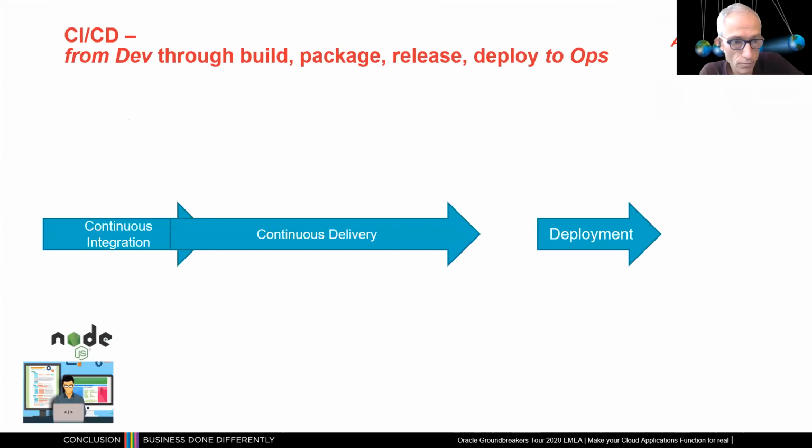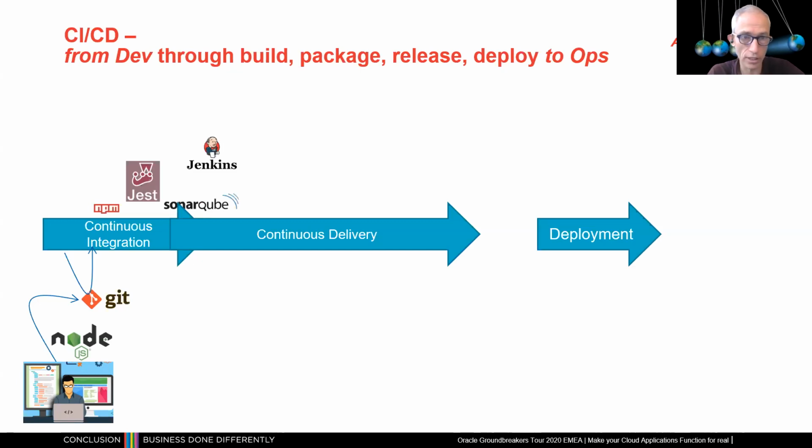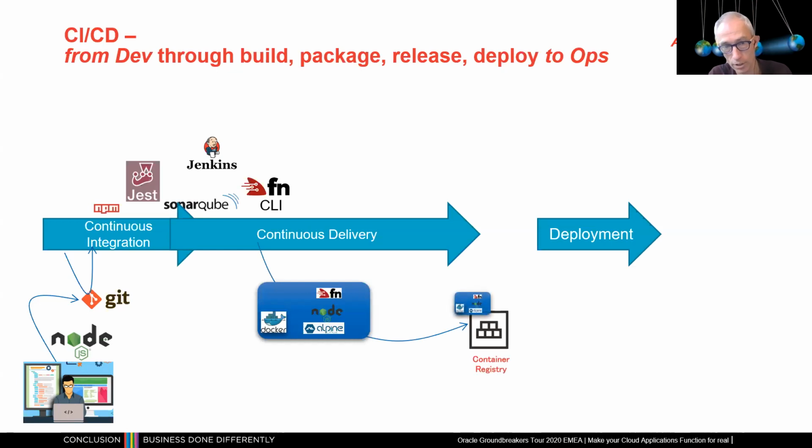CI/CD for functions. You develop your function as you develop any kind of code. You commit it to Git, and this will probably trigger the continuous integration. You will then start an automated test, for example, using Jest for a Node application, adding all the NPM modules, running the static code analysis, using Jenkins for organizing and coordinating all of that, using the Fn CLI to perform the build of your function, turn it into a container image, push the container image to the container registry, and this you might say ends the continuous delivery.